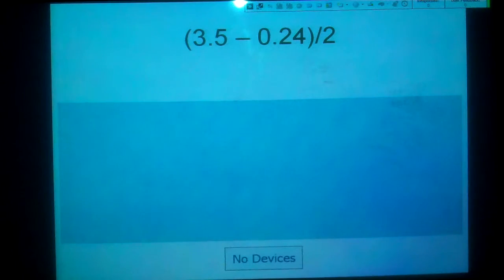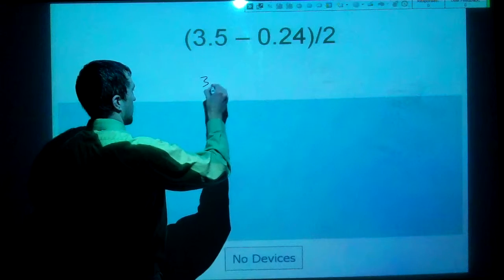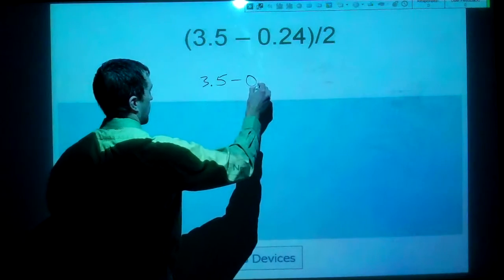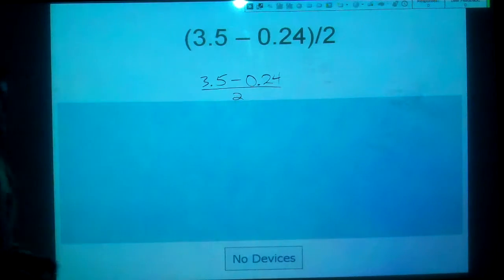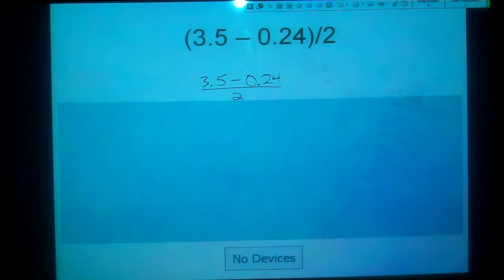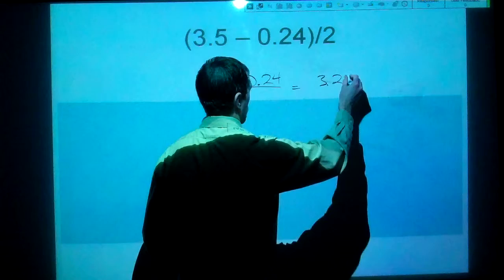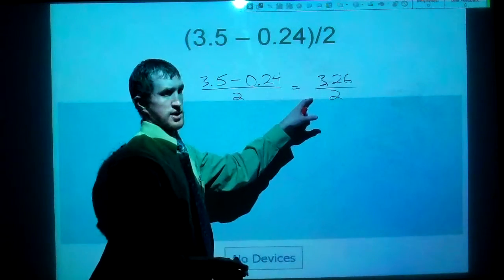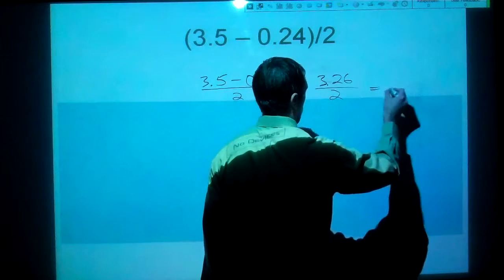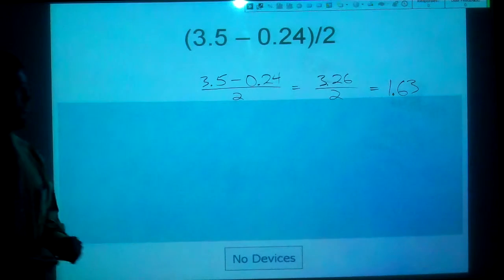This one I won't get into too much. Tomorrow it'll look more like this, all over 2. This basically just means you're going to do your 3.5 minus 0.24 first, and you're going to get 3.26 over 2. And at this point, it means 3.26 divided by 2, which will give you 1.63, I believe.